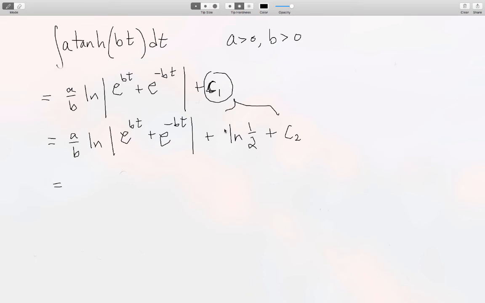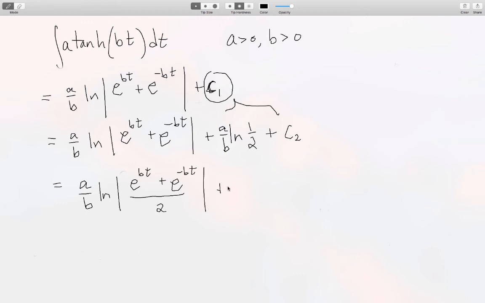In fact, I'll put an a over b in front here, because then I can really combine them. So I factor out the a over b. So this specific constant a and b and ln 1/2, but then some other arbitrary constant c2, that all together make up this arbitrary constant c1. That trick allows me to say a over b ln of 1/2 times this argument, which means I could just write it as e to the bt plus e to the negative bt, all divided by 2.